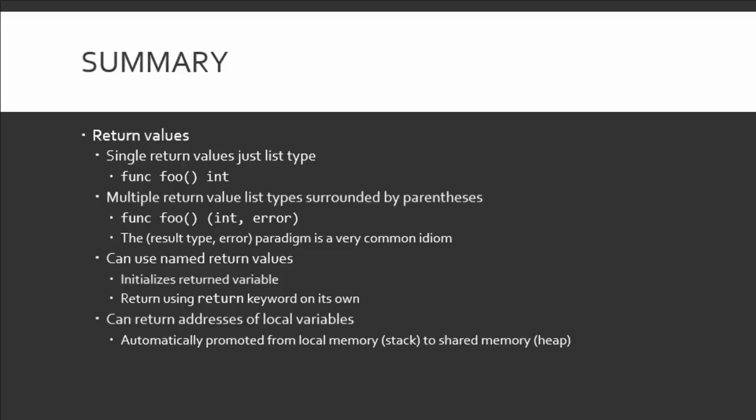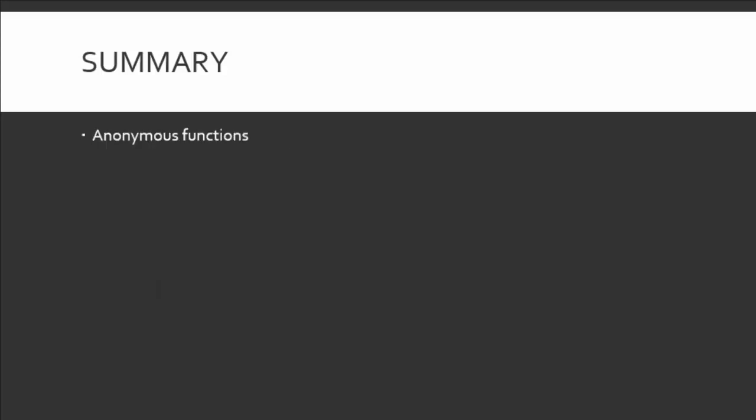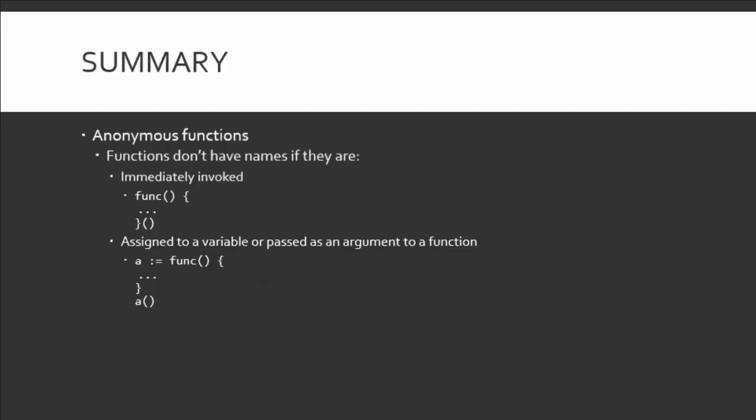Another special behavior of Go is you can actually return the addresses of local variables as return values, and those are going to be treated properly. Those variables are automatically promoted from local memory or stack memory up into shared memory or heap memory, so you don't have to worry about those values being cleared out as the function's stack memory is reclaimed. We then started talking about anonymous functions, and we talked about a couple of different uses for those.